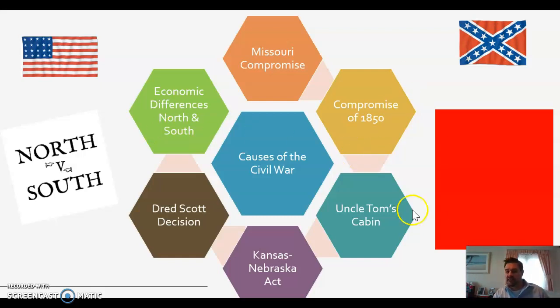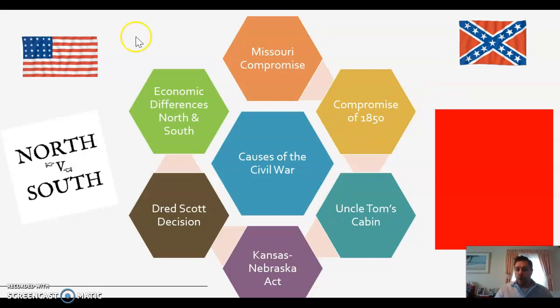The Compromise of 1850, Uncle Tom's Cabin, that novel that was written by Harriet Beecher Stowe. The Kansas-Nebraska Act of 1854, the question of what to do about slavery in the territories. The Dred Scott decision, where basically the U.S. Supreme Court ruled that African Americans were not citizens, and therefore they were not protected by the Constitution.